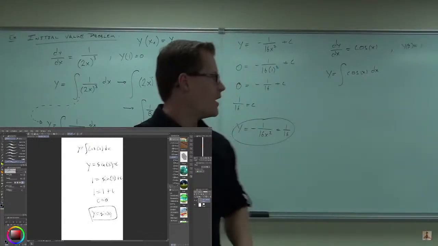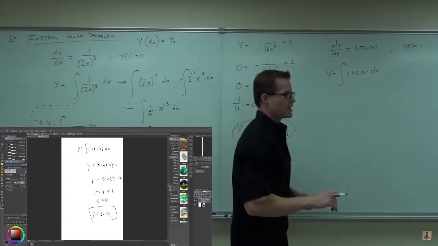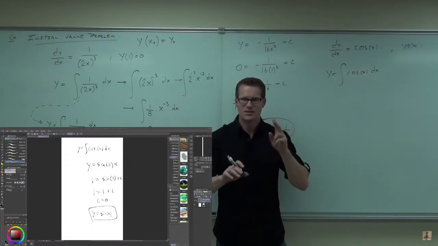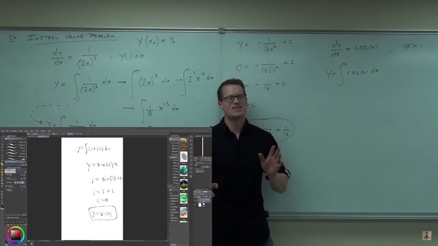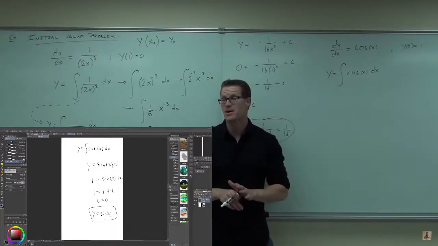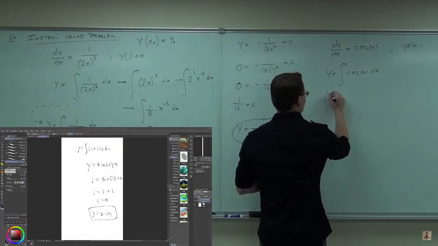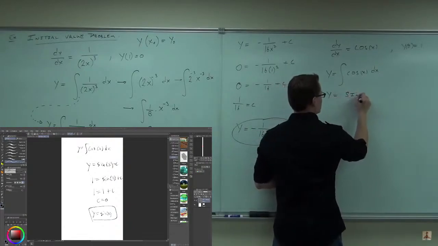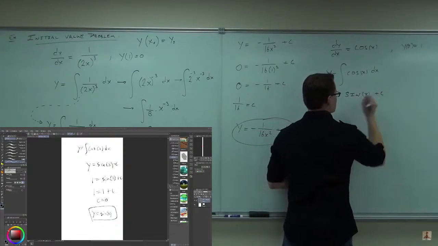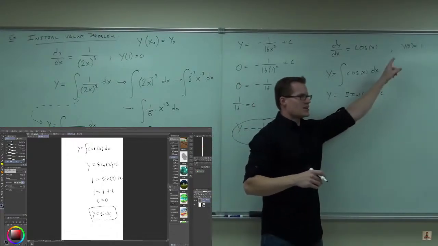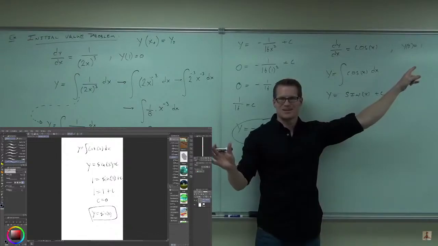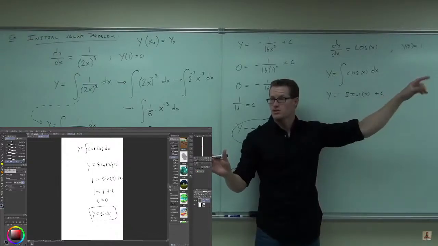What do you think? The integral of cosine x. No, dang it. What is it? Let's see. Sine or negative? Positive sine. Plus c. The plus c is important, right? If you forget the plus c, that initial value is meaningless, isn't it? You've got to have that plus c to solve for something.